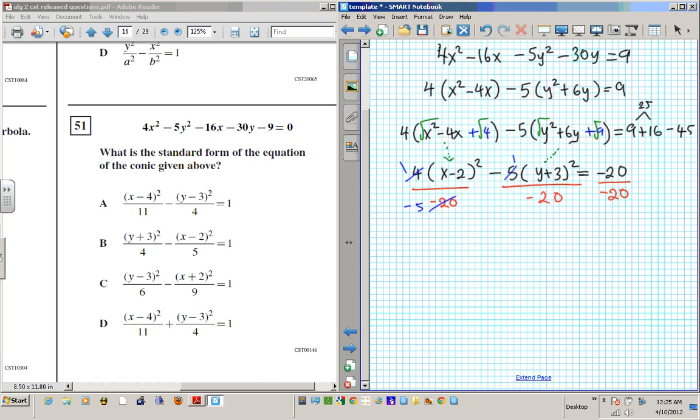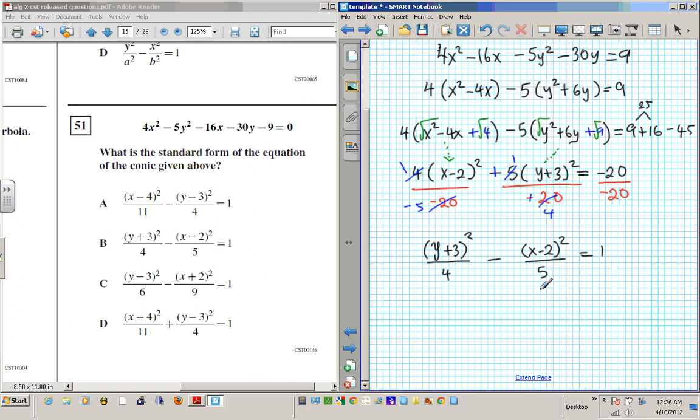5 goes here 1, 5 goes here 4. Since they're both minuses, these two become pluses, right? Because minus over minus is plus. So since this is positive, we might as well put it in front. So we're going to have y plus 3 squared divided by 4. This minus, we can put it right here. Minus x minus 2 squared divided by 5 equals 1. There goes your standard form. So your answer for 51 is B.